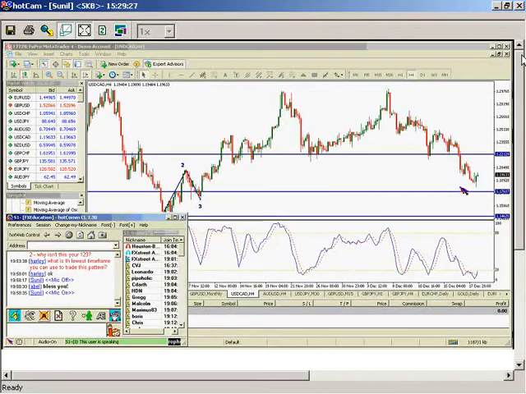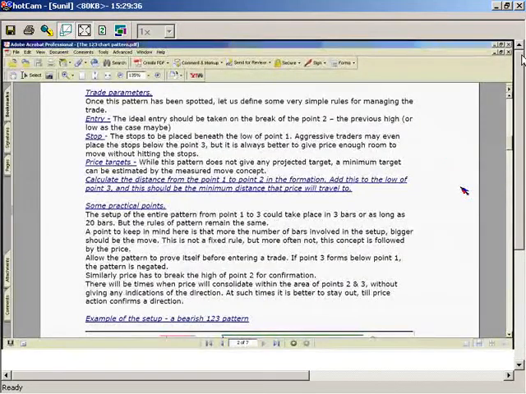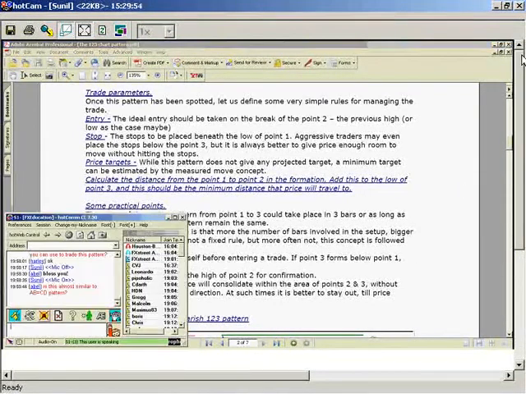There are some practical points before we go into some advanced looks at this particular pattern. The setup of the entire pattern could also take place in 3 bars or as long as 20 bars. The rules of the pattern remain the same. This is a very important concept.